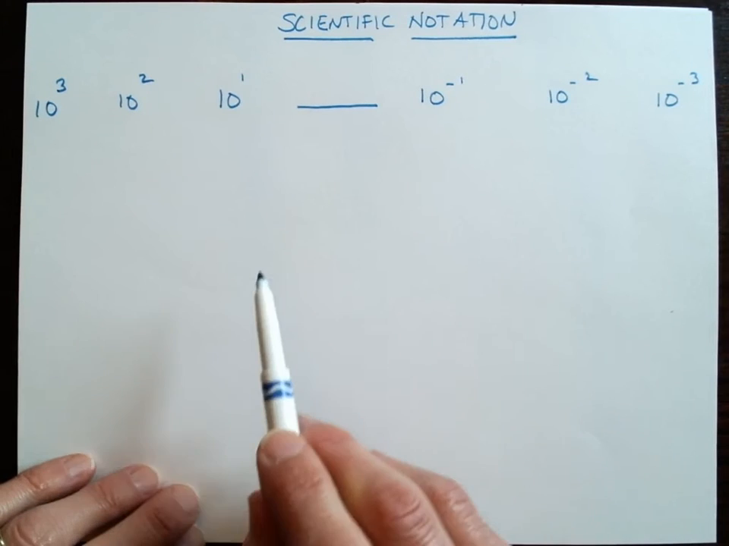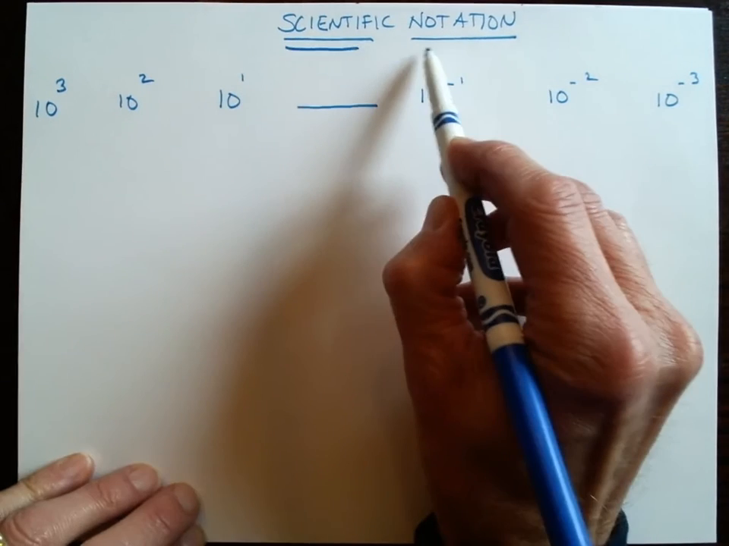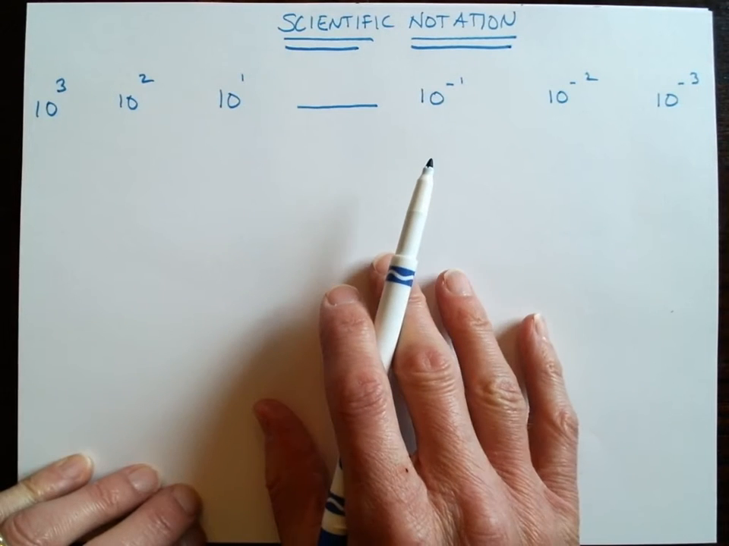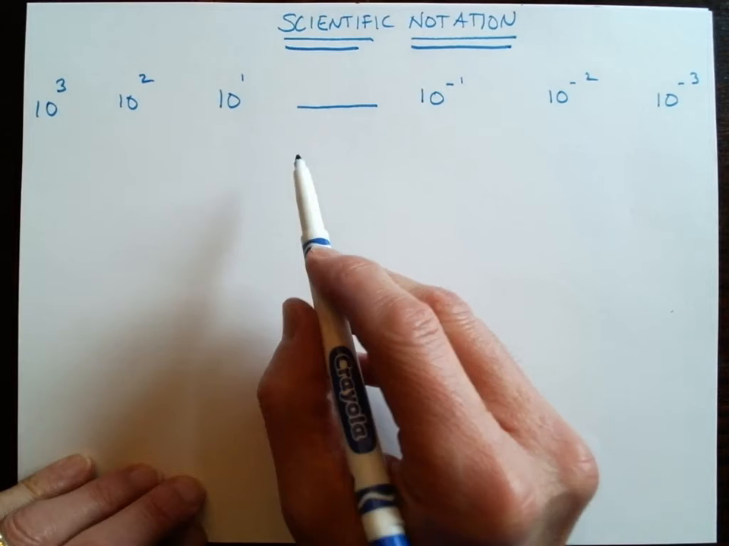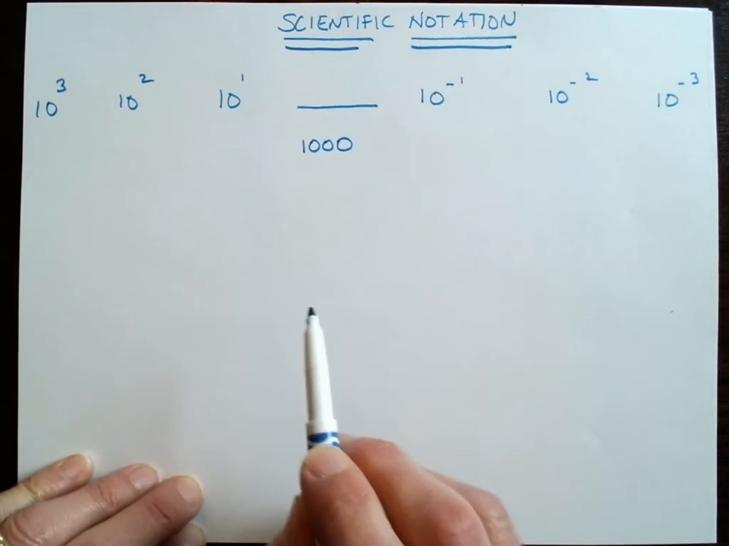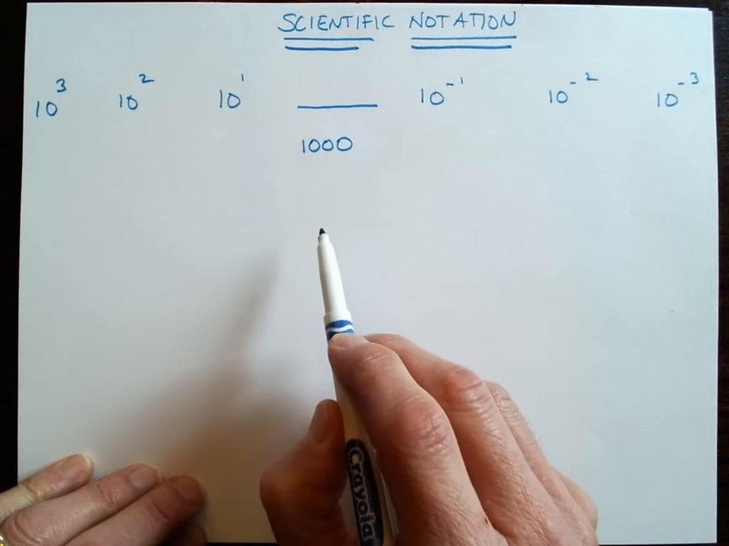All right, I'd like to talk to you about how to write numbers in scientific notation. It's a convenient way sometimes to write really large or really small numbers. Let's take the number, just do 1,000. And we'll say I want to write the number 1,000 in scientific notation.